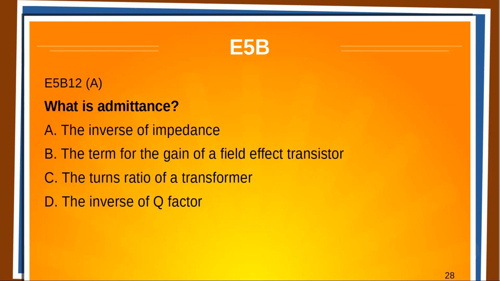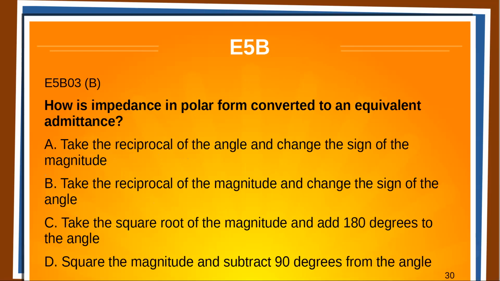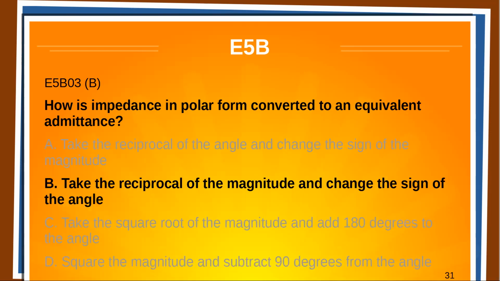So what is admittance? It's the inverse of impedance, 1 over Z. How is impedance in polar form converted to an equivalent admittance? You do the reciprocal of the magnitude and change the sign. B.